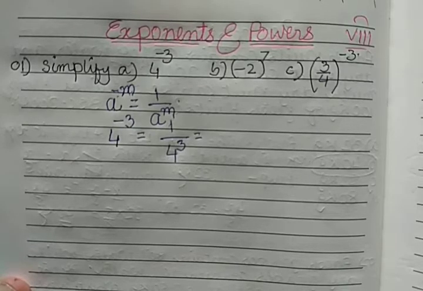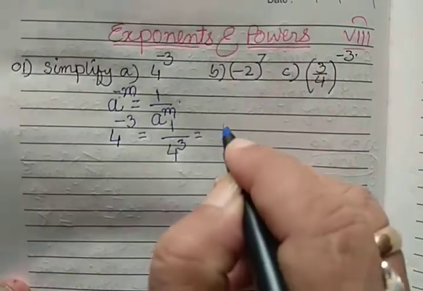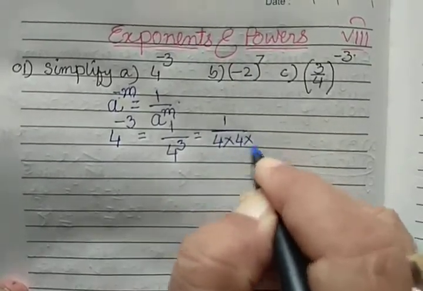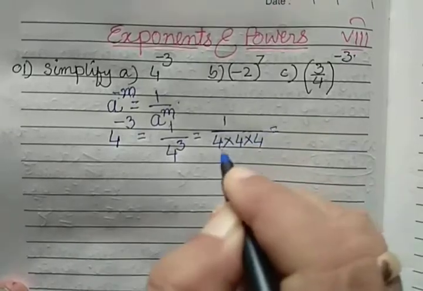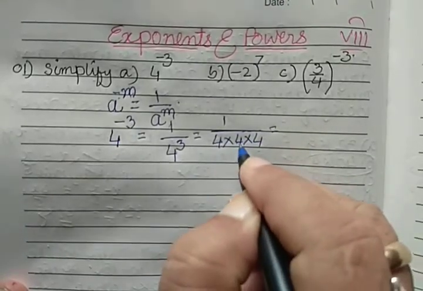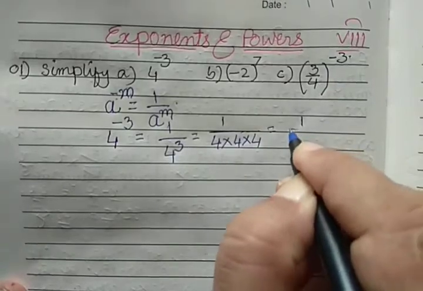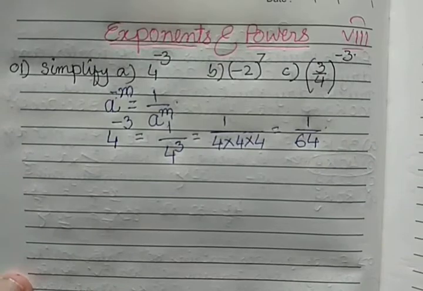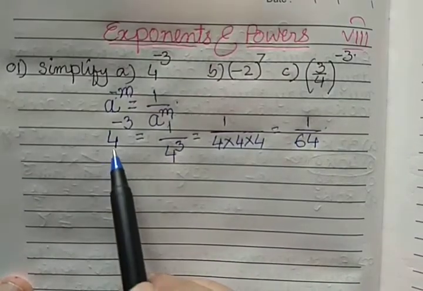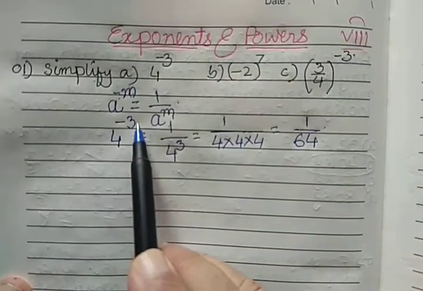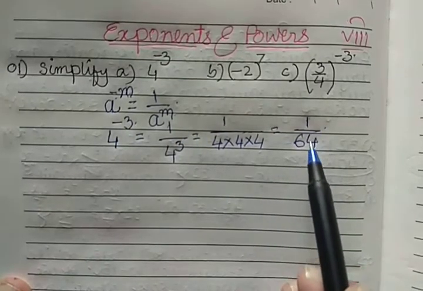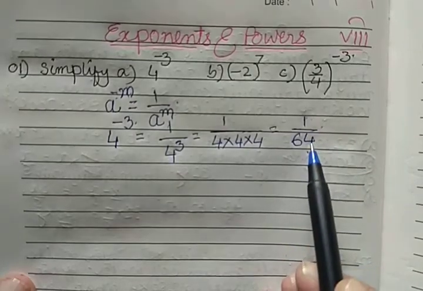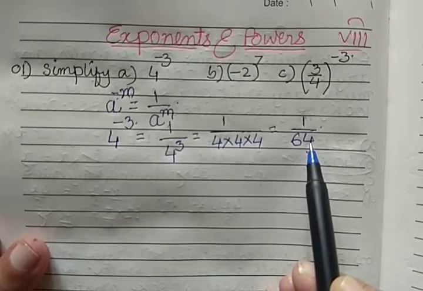4 into 4 into 4, 3 times. 4 fours are 16, 16 fours are 64. So when you simplify 4 to the power of minus 3, you get 1 by 64. Clear?